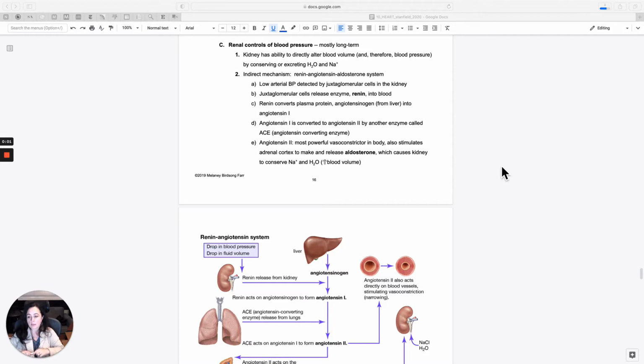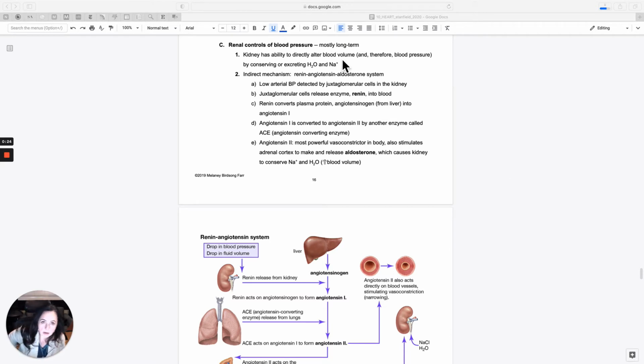Okay, still talking about extrinsic control of blood pressure. So we talked about the ways in which the nervous system can control blood pressure, the ways in which hormones can control blood pressure, and now we're going to talk about the ways in which the kidney can control blood pressure. And not surprisingly, the kidney control of blood pressure is a lot about just how much you pee out versus don't. So this is mostly long-term control.